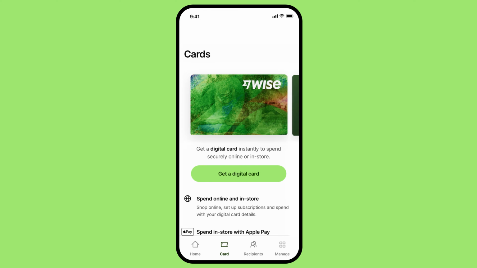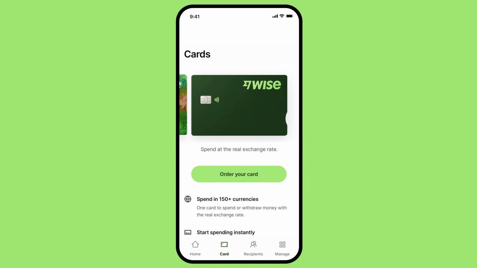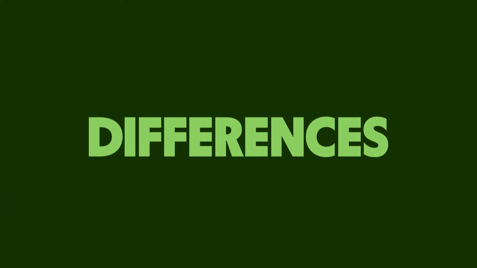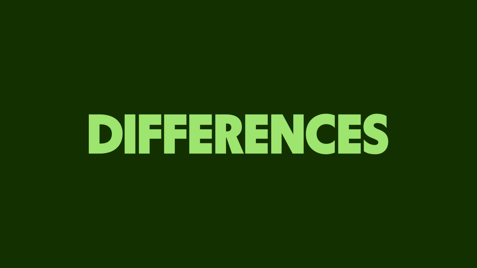Business accounts can also get multiple cards for their team as well, which will help manage expenses, whether paying for a team lunch or during a business trip abroad. Here are the main differences you'll notice after getting a Wise business account.